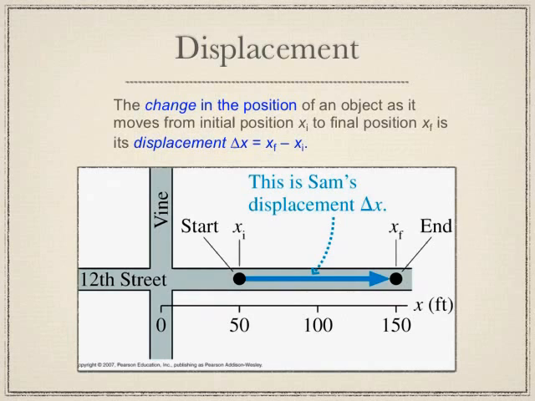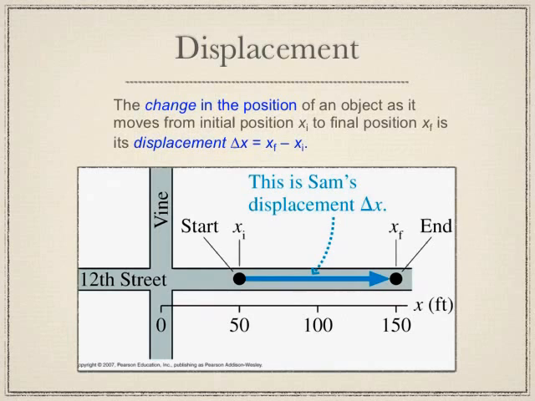The initial position is 50 feet, looking at the x-axis below, and his position has gone from 50 feet to 150 feet. He's increased his position by 100 feet along the x-axis, or to the right of the intersection. So going back to our equation, final minus initial would be 150 minus 50, or positive 100, the same as we easily see on the graph below.